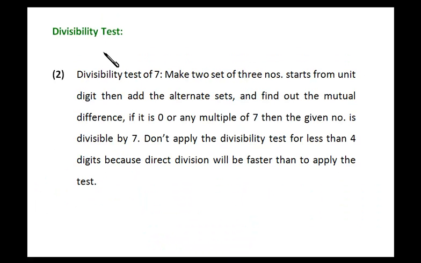Now friends, we'll discuss the divisibility test of the number 7. Okay, divisibility test of 7. Make 2 sets of 3 numbers. Start from the units digit. Okay, so first suppose we'll take 9 numbers. Okay, that's 0, 1, 2, 3, 4, 5, 6, 7 and 8. Okay, so that's 1, that's 2 and that's 3.